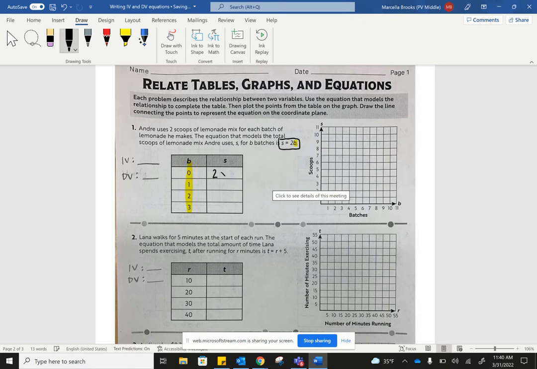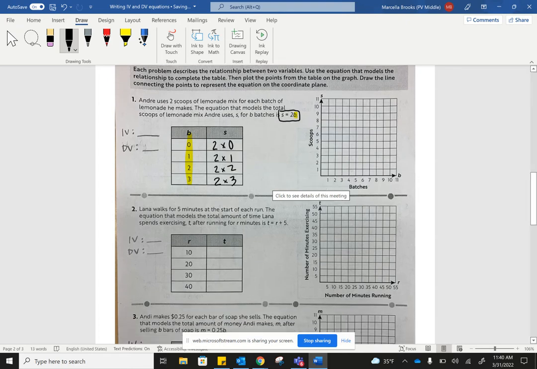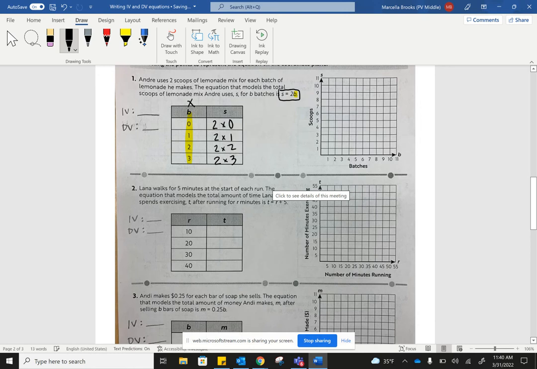So this is going to be 2 times 0, this is going to be 2 times 1, this is going to be 2 times 2, and this is 2 times 3. Okay. So this is my X value, otherwise known as my independent variable. This is my Y value. Let's go ahead and write that over here. B is my IV, S is my DV.